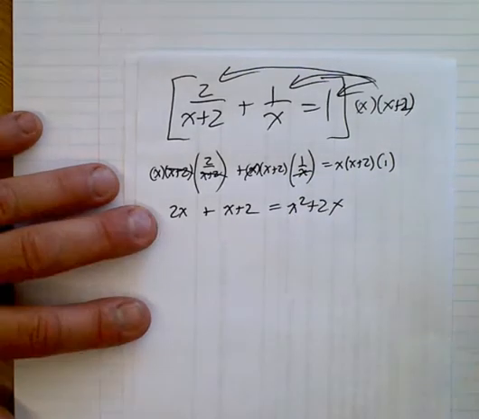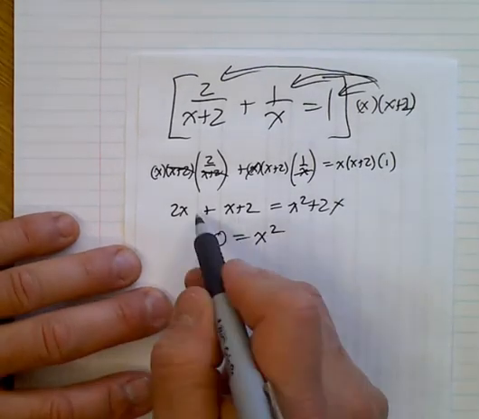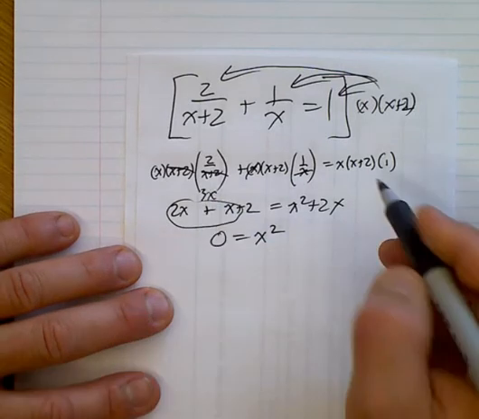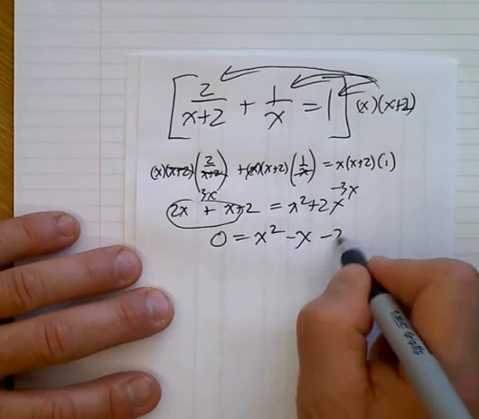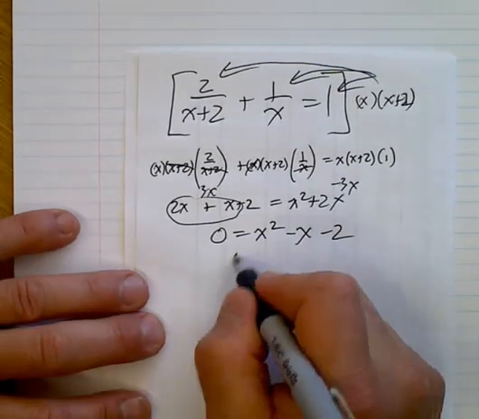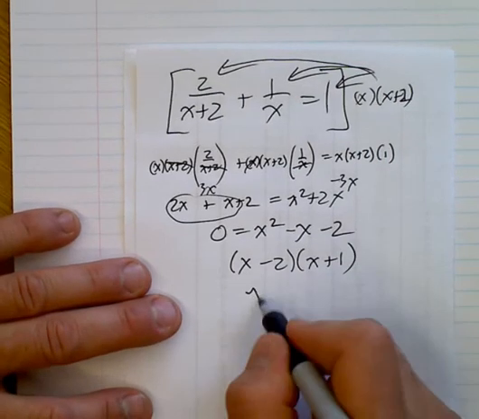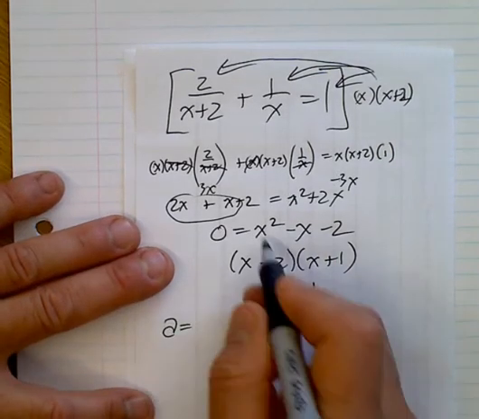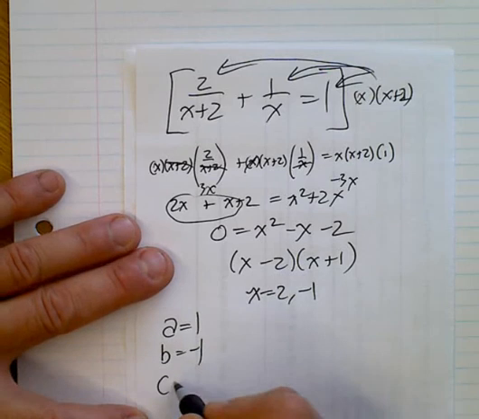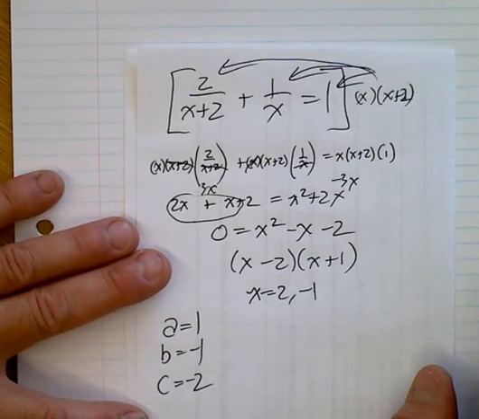You're almost there. Make it equal to 0. x squared, 2x plus x is 3x, becomes minus 3x. So I have x squared minus 3x, minus x, plus 2 minus 2. Boom, look at that. And this is one of those where you can actually factor. So x is equal to 2 and negative 1. You can also check: a is equal to 1, b is equal to negative 1, c is equal to negative 2. We can end up using the quadratic formula for the same thing.